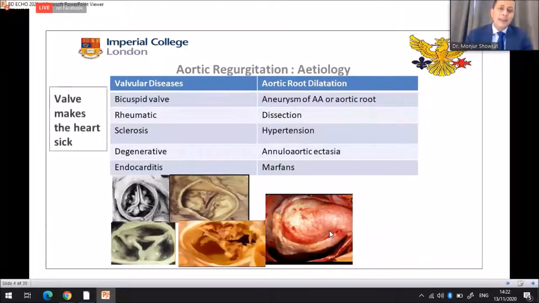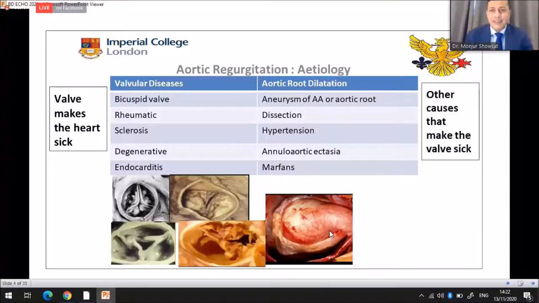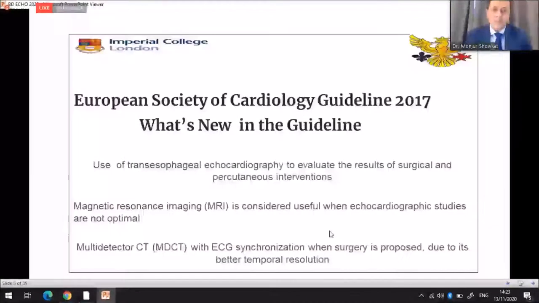This is because of the heart valve, where the valve itself is sick, so this is a primary cause. And in the other group, aortic root dilatation, there are other causes that make the valve sick. So we commonly see aortic regurgitation in one group because of the valve problem itself, and in the other group because of other causes putting pressure on the valve.